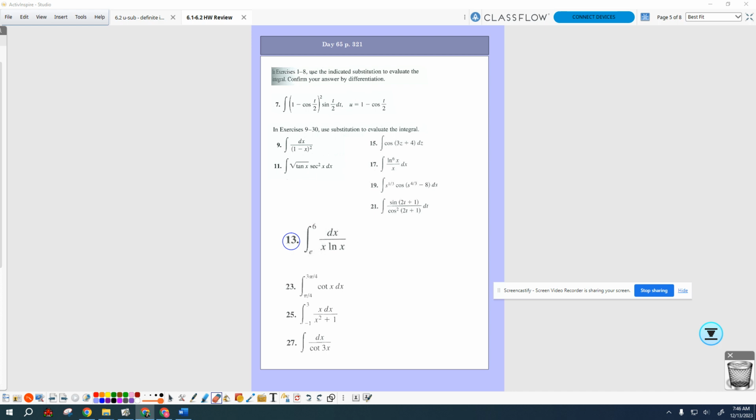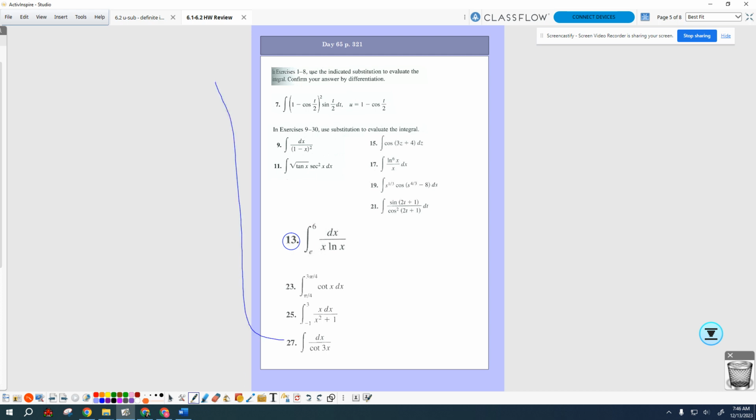Today is homework review day, and there is hopefully the easiest and shortest exit card today. Well, there is an exit card, and hopefully it's short and easy. I was asked to do 27.